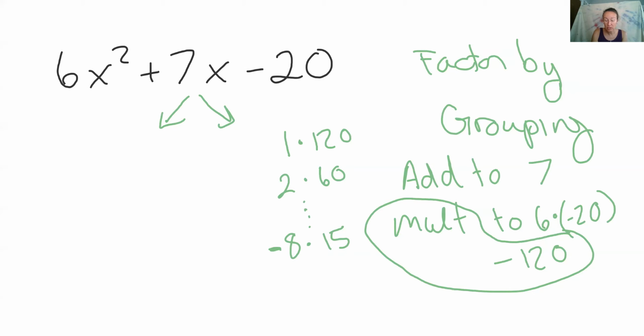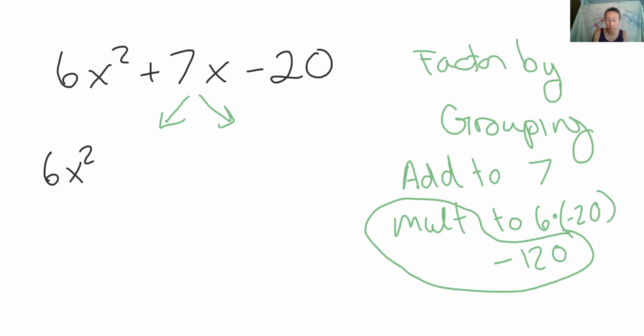So all we do now that we know our two numbers are -8 and 15 is we replace our 7x with a -8x and a 15x. So we'll still have our 6x squared minus 8x plus 15x and our minus 20.